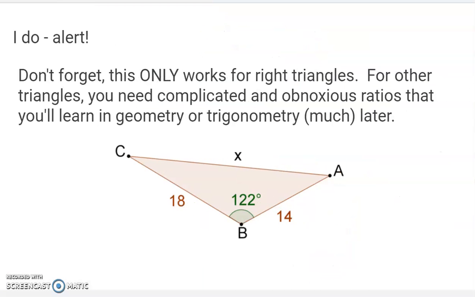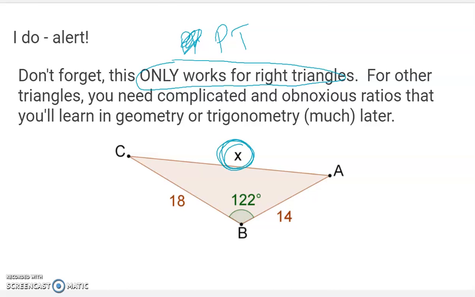Okay, alert, before we get to your we do, remember the Pythagorean theorem, or just call it the PT, only works for right triangles. That's it. So like this is not a right triangle, so I cannot use the formula to find this missing side. No right angle in the triangle. There is a way to do this for other triangles, but you need complicated and obnoxious ratios that you're going to learn in geometry or trigonometry a lot later. So this formula I'm teaching you, this Pythagorean theorem, only right triangles.